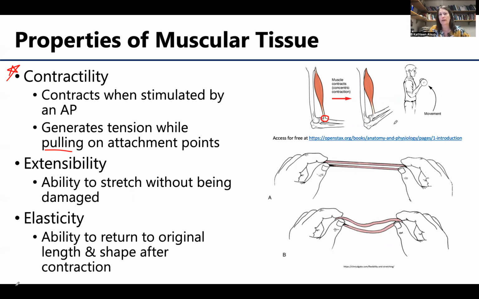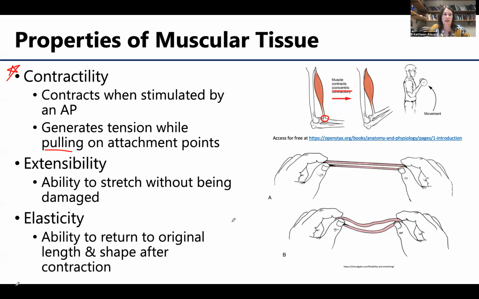We'll talk about the different types of contraction. Generally, when we think of contraction, we're thinking of concentric contraction, where the muscle is actually shortening, but there are other types of contraction. We'll talk about that. There will be certain types of contraction where you don't actually have visible movement occurring, but the muscle is contracting.